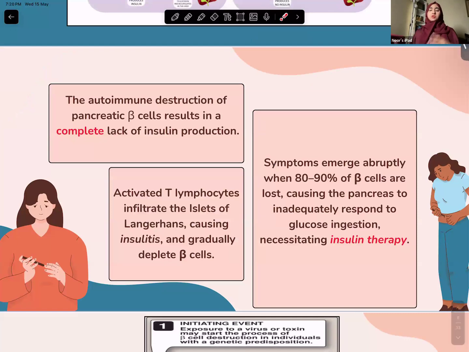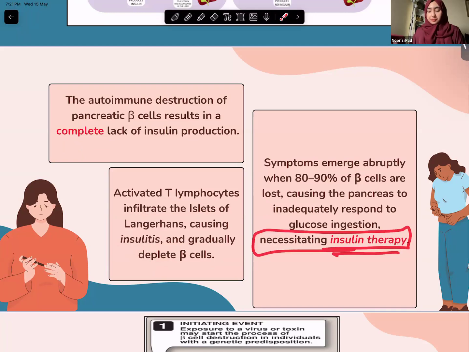Okay, now this is just an overview of what I said. It's an autoimmune destruction of the pancreatic beta cells, resulting in complete lack of insulin production. How does this reaction actually happen? So basically, we have T lymphocytes which infiltrate the islets of Langerhans, and that causes insulitis, which is basically inflammation of the islets of Langerhans, and that slowly and gradually depletes or destroys the beta cells. So no insulin is produced. As a result, the treatment is insulin therapy.